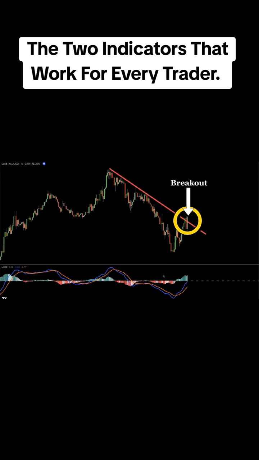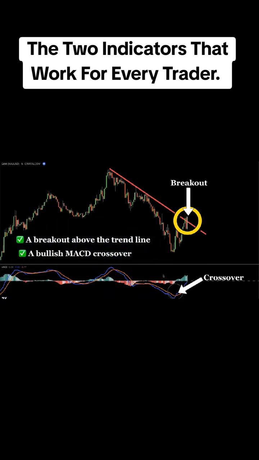The breakout hints that sellers are losing steam and buyers may be gaining control. Now, let's bring in the MACD. Take a look, the MACD line crosses above the signal line, giving us a bullish crossover. That's a strong momentum signal, and in this case, it actually occurred before the breakout, acting as early confirmation. So now we've got two powerful signals: a breakout above the trend line and a bullish MACD crossover. But we're not done yet.